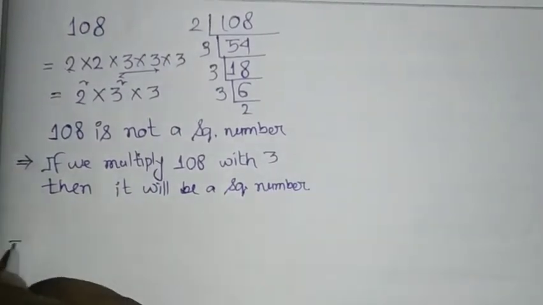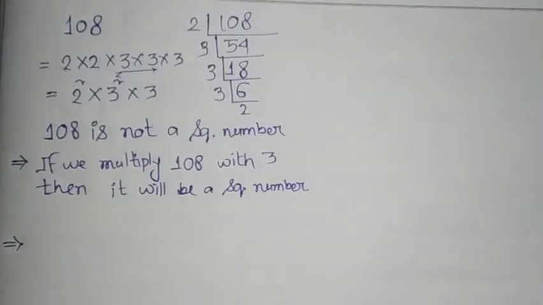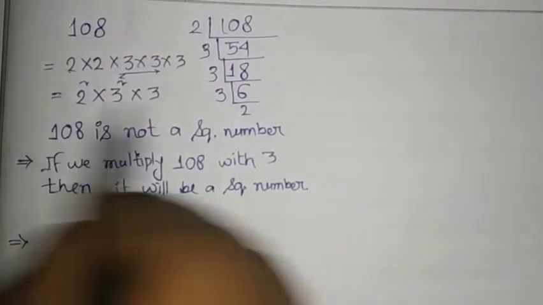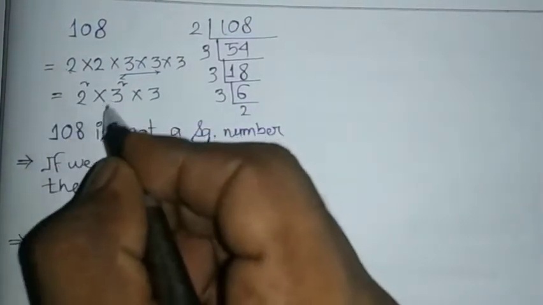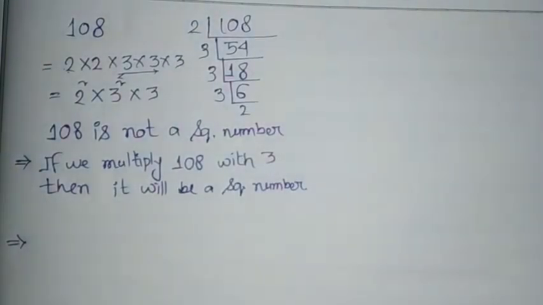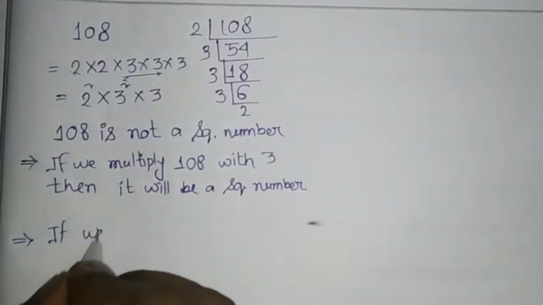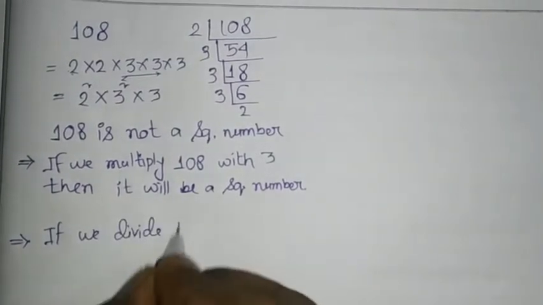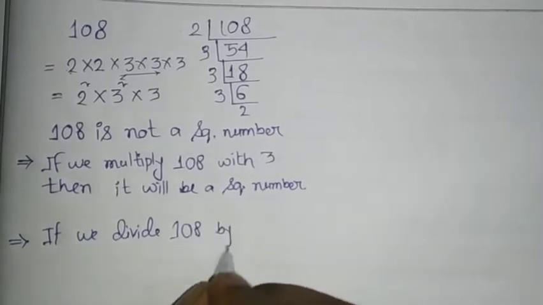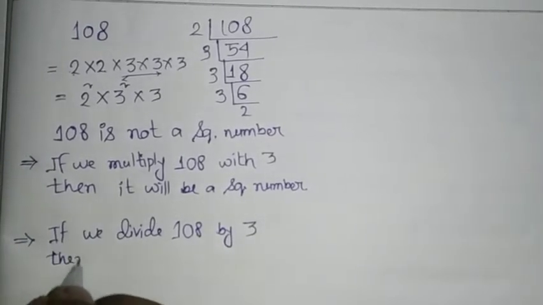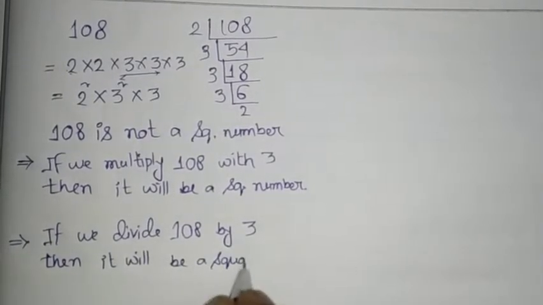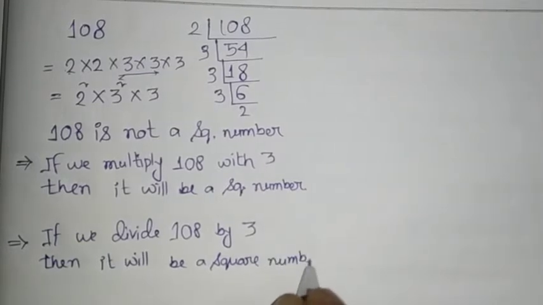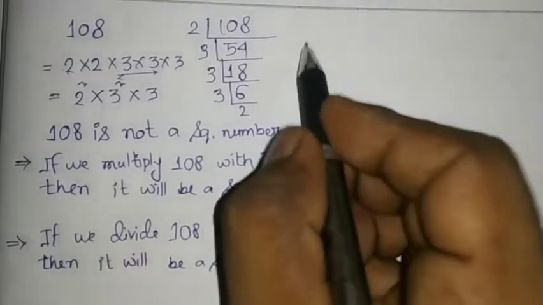Similarly, for the second case, the case of division, if I divide this total number by 3, that means this 3 will be removed and only 2 square and 3 square will be present. In that case also this number will be a square number. That means if we divide 108 by 3, then it will be a square number. Understood? In this way I am going to solve the second one.